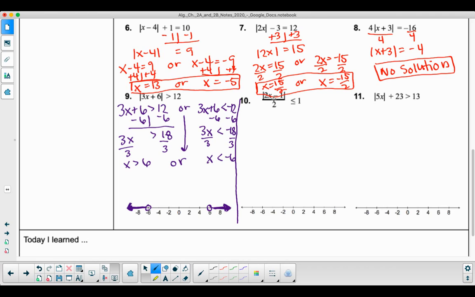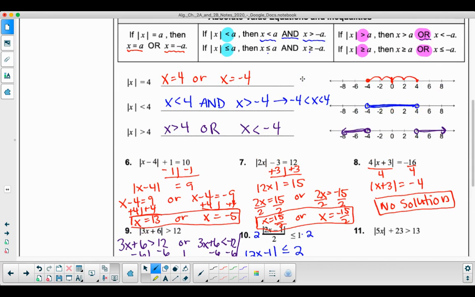Number 10, absolute value of 2x minus 1 divided by 2 is less than or equal to 1. Now, before we can start dealing with if this is going to be an "and" or an "or" statement, we have to isolate that absolute value expression. So we're going to start by multiplying both sides by 2. So multiply by 2, you get absolute value of 2x minus 1 is less than or equal to 2. From here, we have a less than or equal to symbol. Less than or equal to means we're going to have an "and" statement.